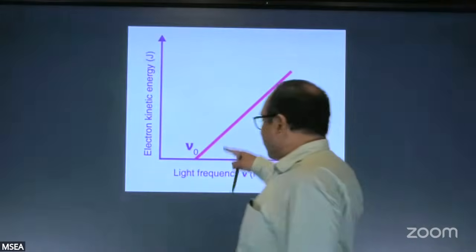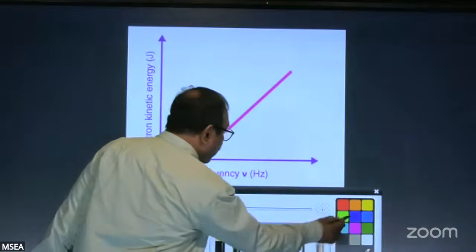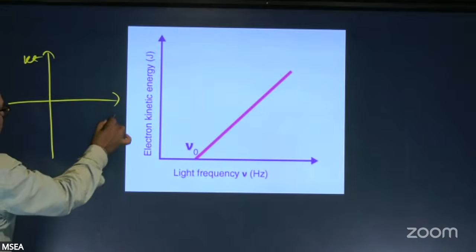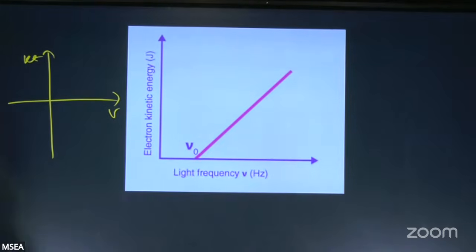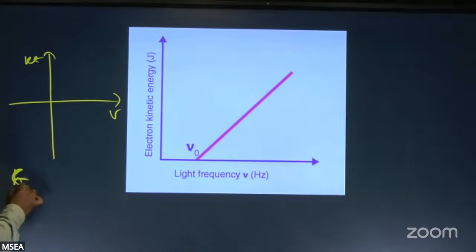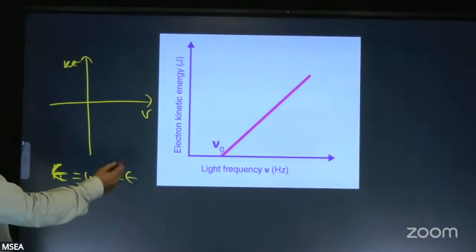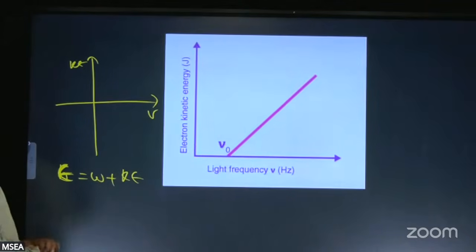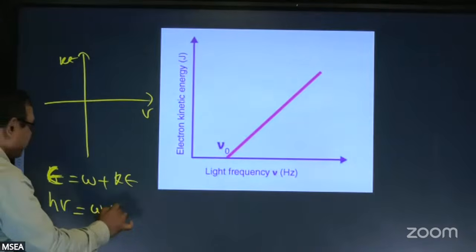What about the kinetic energy graph? This axis is frequency, and one important point I want to discuss here. Whenever kinetic energy and frequency are given, what graph will you get? This is important, everybody should remember it. H nu, or E, is equal to W plus Ke. Of course, this is about Ke max, the maximum kinetic energy. H nu is equal to W plus Ke, which we can write in terms of frequency.